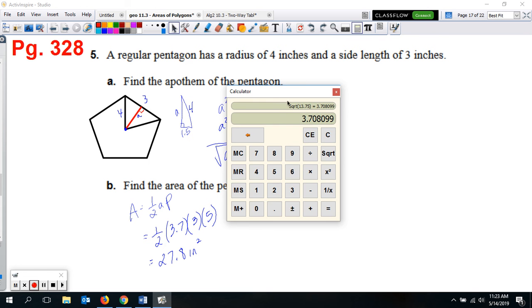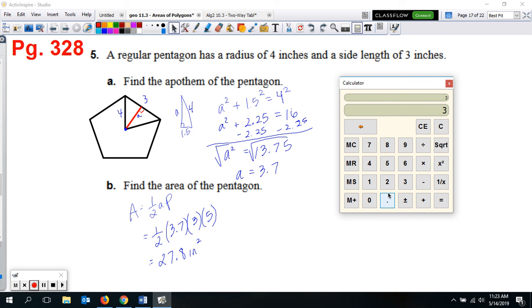If we did that on the calculator, we might want to do 3.7 first times 15, that's the 3 times 5, equals that number, and then divide it by 2. Instead of multiplying by 1/2, we can divide by 2, or you can multiply by 0.5. Either way, it's 27.8 for 1 decimal place.